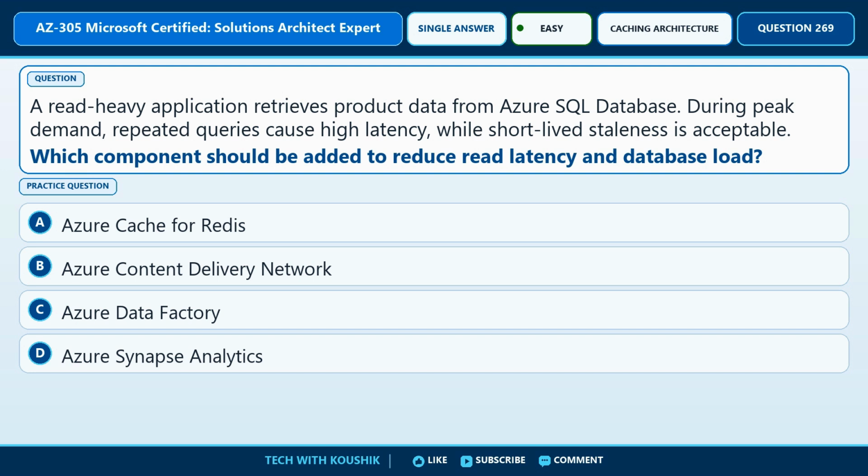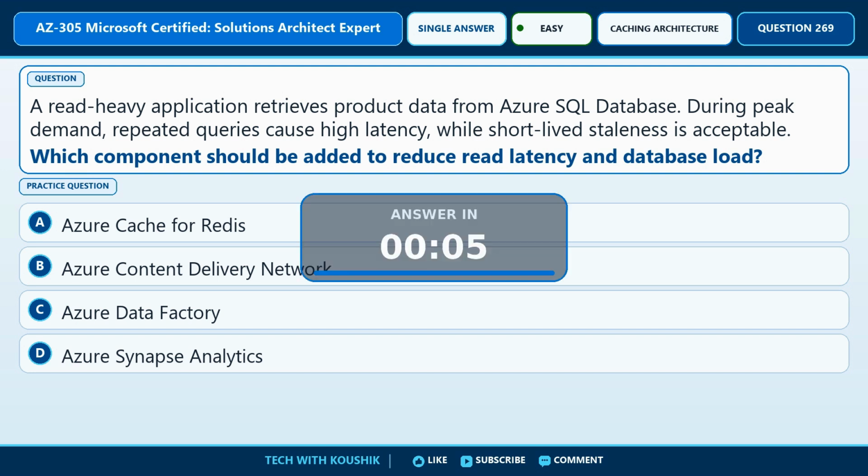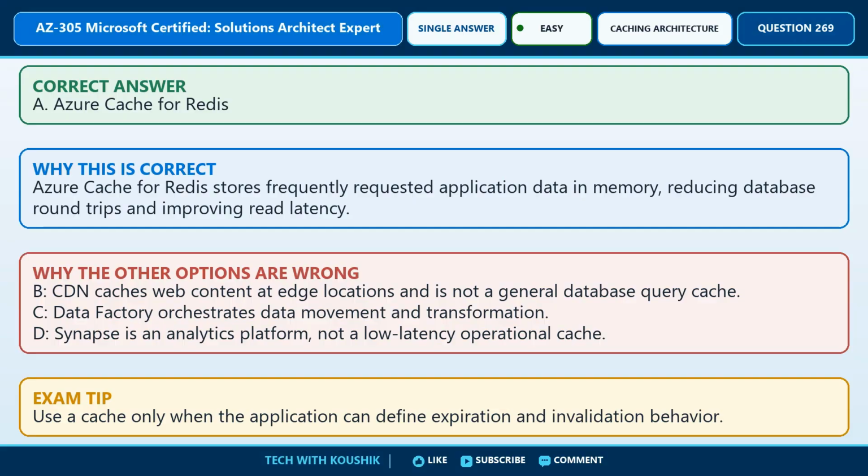Now examine the possible answers. Option A is Azure Cache for Redis. Option B is Azure Content Delivery Network. Option C is Azure Data Factory. Option D is Azure Synapse Analytics. The best answer is option A, Azure Cache for Redis.